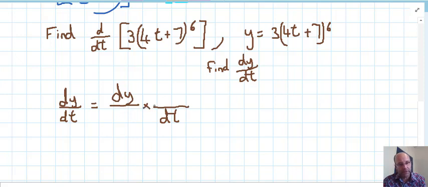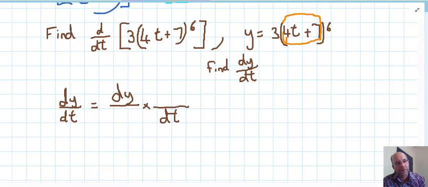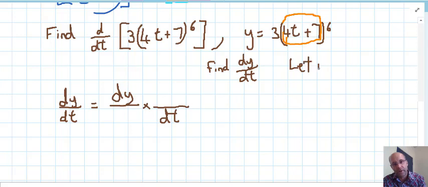And, well, we don't have a u. We need another letter, don't we? Well, that's important. Have a look at the inner function. Look for an inner function. Now, there is a function in its own right inside here. So it is a function of a function. The inner function is 4t plus 7. Now, I'm going to let that equal u. It doesn't matter what letter of the alphabet. u's a commonly used one. Let u equal 4t plus 7.